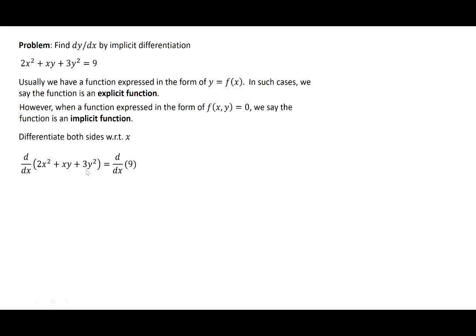Okay. And then the third term, d/dx of 3y squared. No big deal. Differentiate this with respect to y so that you get 6y. Be sure to multiply by y prime. On the right hand side, the derivative is 0 because the derivative of a constant is 0. Yep. And so here we have 4x plus x y prime plus y plus 6y y prime equals 0.